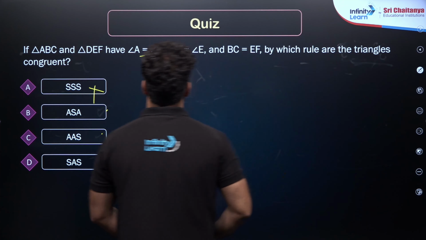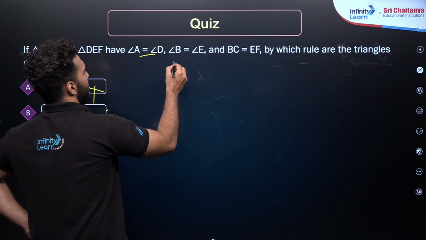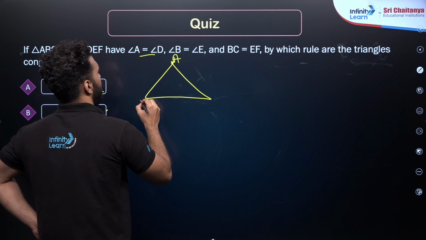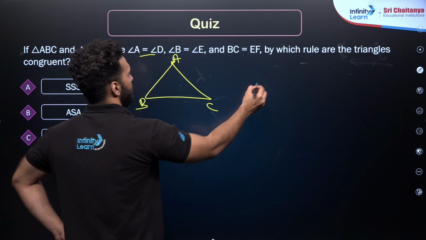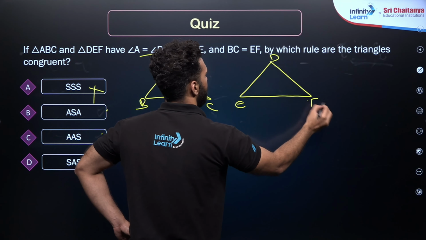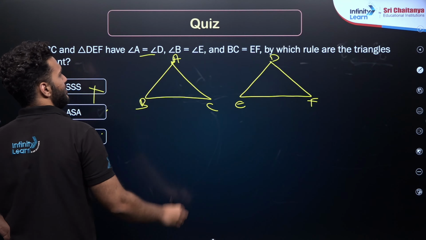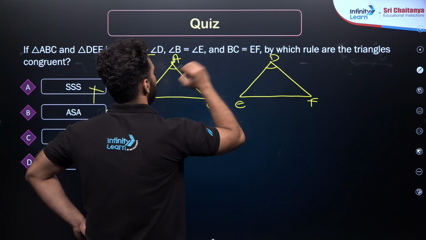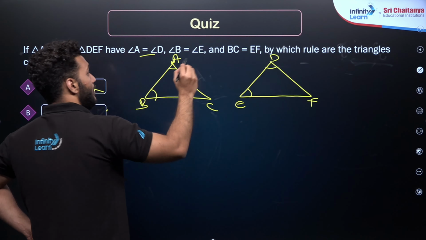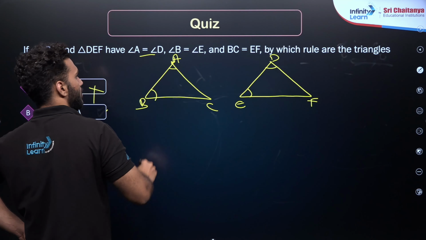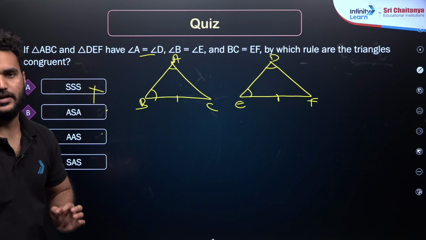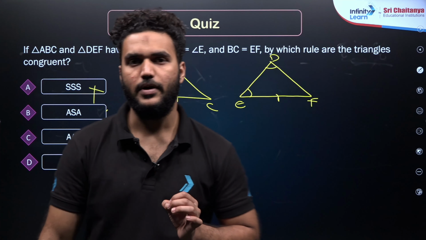Let's solve. Let's make triangles ABC and DEF. It is given that A is equal to D. B is equal to E. BC, this line, is equal to EF. Sir, clearly double AS, double AS.